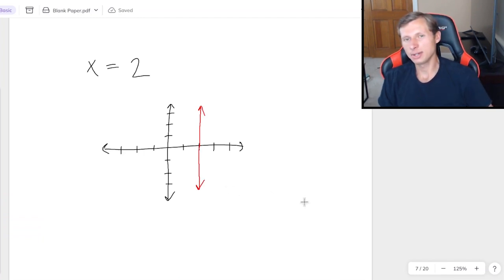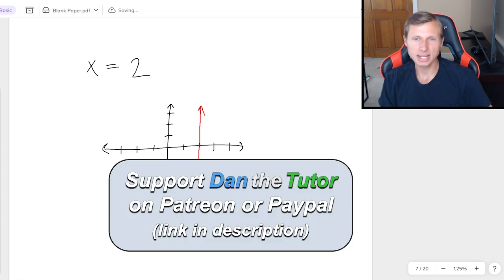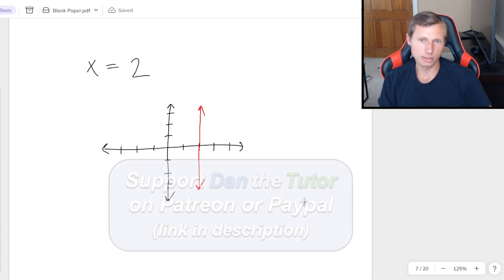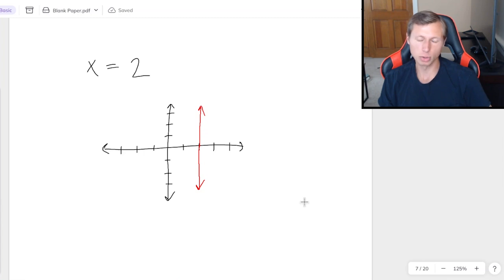And there we go. There's all the tips and tricks I have for you today on how to graph linear lines in the form y equals mx+b, slope-intercept form.